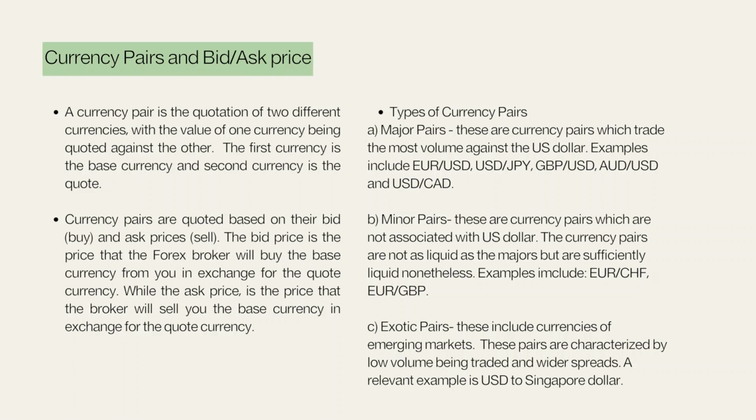The currencies that trade the most volume against the US dollar are referred to as the major currencies. These include Euro to USD, USD to Japanese yen, Great Britain pound to US dollar, US dollar to Swiss franc, Australian dollar to US dollar, and US dollar to Canadian dollar. The major currency pairs tend to be the most liquid and attract the majority of traders in the market.